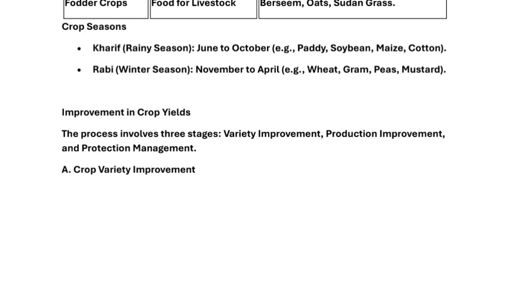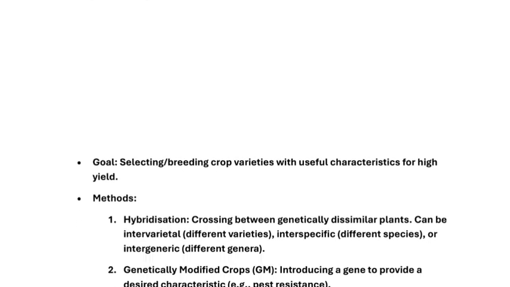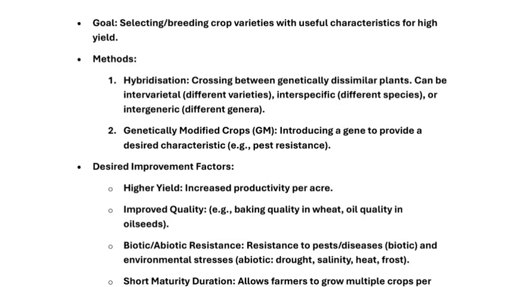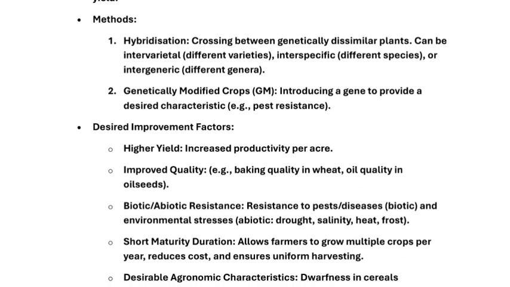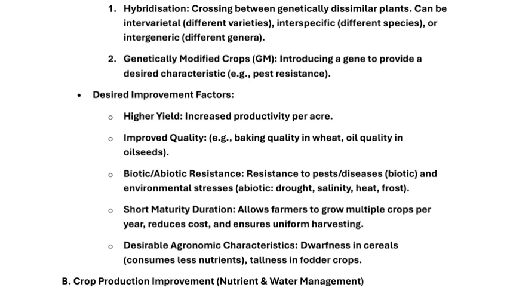Improvement in crop yields. The process involves 3 stages: variety improvement, production improvement, and protection management. Crop variety improvement goal: selecting and breeding crop varieties with useful characteristics for high yield. Methods: 1. Hybridization, crossing between genetically dissimilar plants. It can be intervarietal, different varieties; interspecific, different species; or intergeneric, different genera.